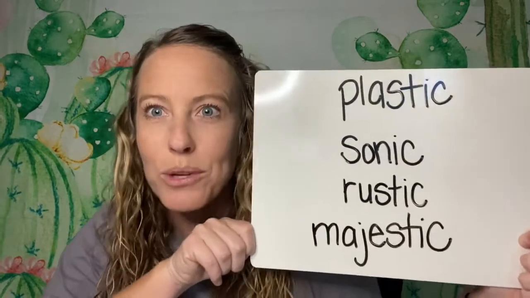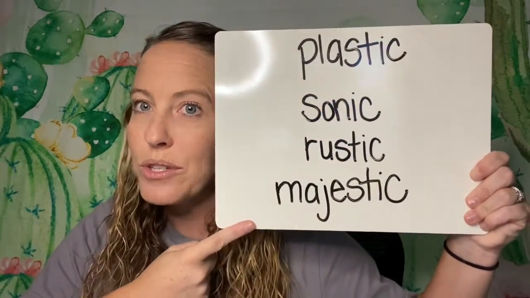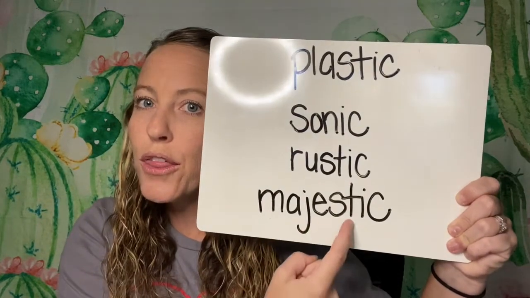It has 2 vowels. Let's count the syllables. Ready? Rustic. How many syllables does it have? 2. Good job. Ooh, let's look at this word. How many vowels are in this word? 1, 2, 3.